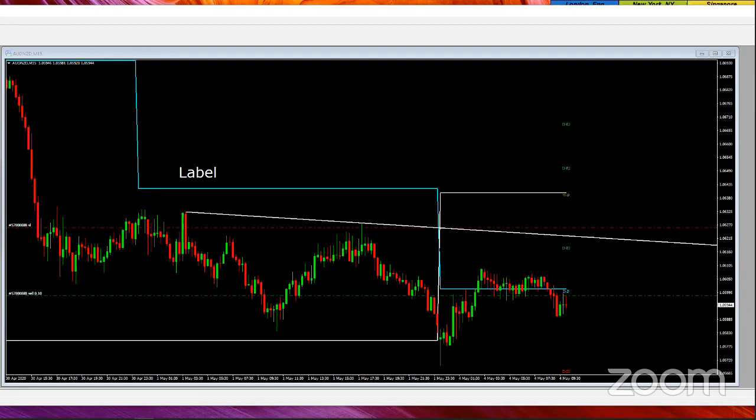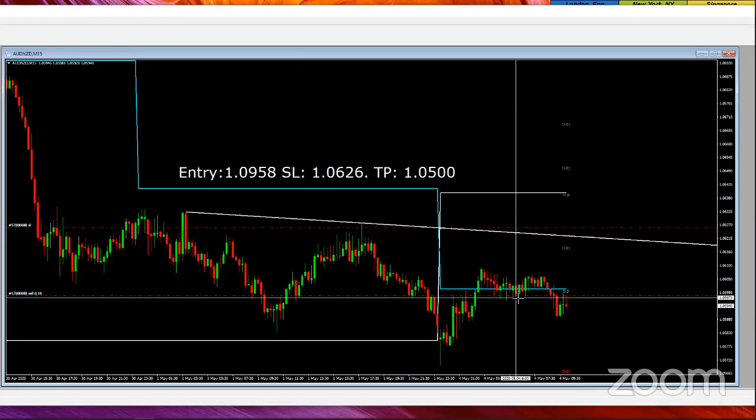Oh, there you go. There's your parameters, okay? Entry at 1.0958, stop loss at 1.0626, and your take profit is 1.050. And I'm just playing the rejection off the pivot, but you can see here on the 15-minute chart, we have broken this area here, which is why that's where I'd quite like it.